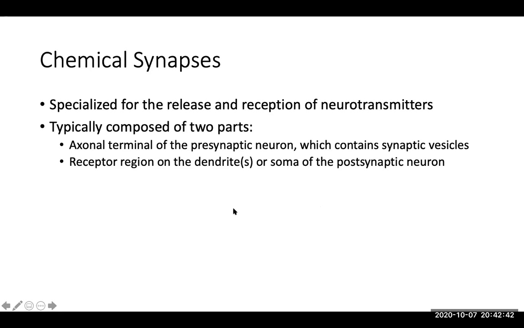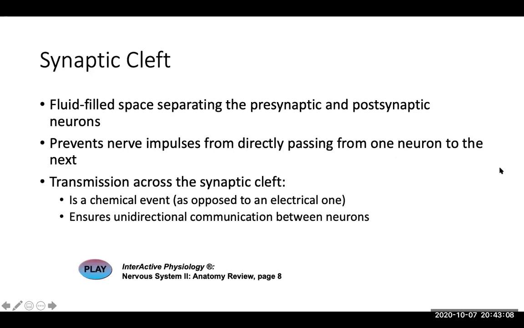Chemical synapses are specialized for the release and the reception of neurotransmitters. They're typically composed of 2 parts, the axon terminal of the presynaptic neuron, which will contain synaptic vesicles, which are just kind of holdings of the neurotransmitters themselves, and the receptor region on the dendrites or cell body, the soma of the postsynaptic neuron. The synaptic cleft is a fluid-filled space separating the pre- and postsynaptic neurons.